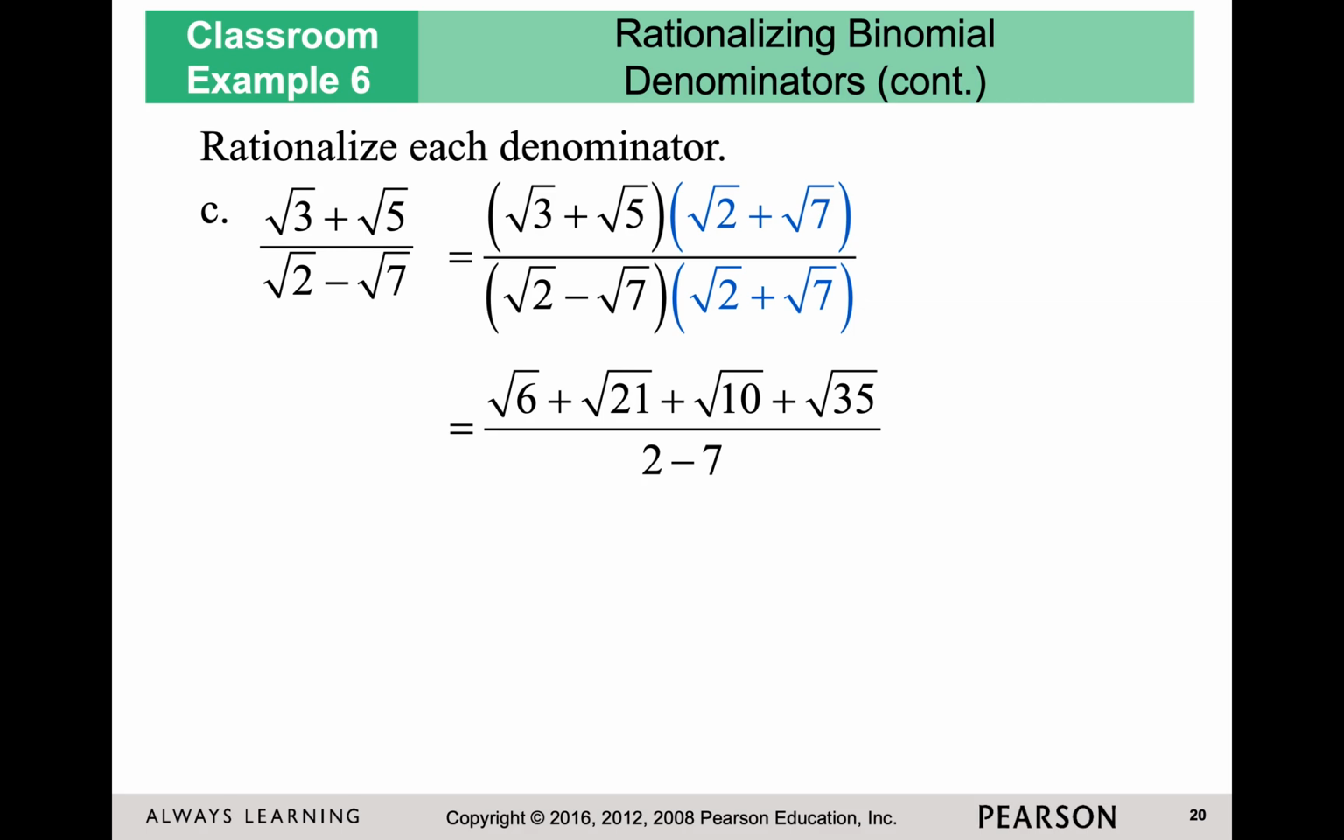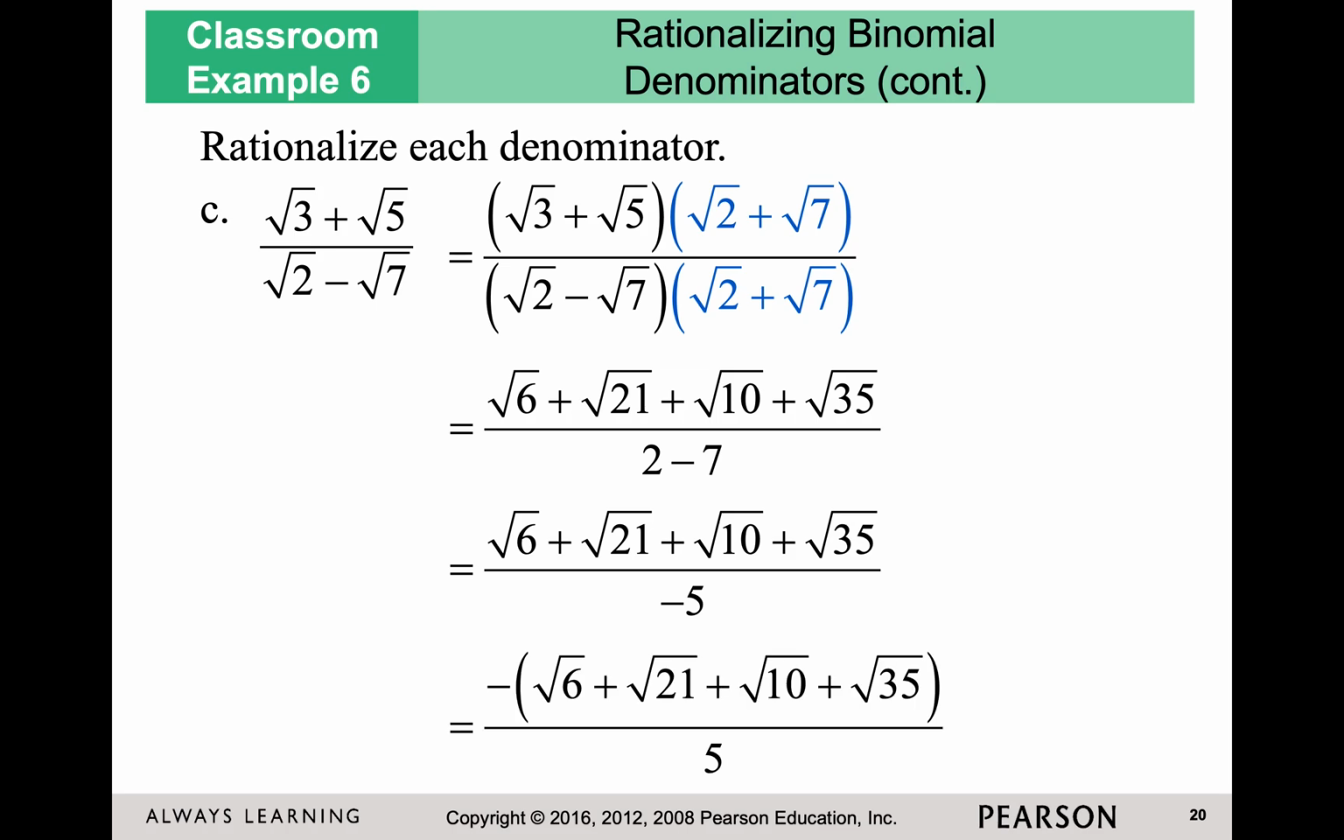Ooh, then I look at all these top numbers and I think, is there anything I can do to simplify 6, 21, 10, and 35? Are they divisible by 4, by 25, by 8? Any perfect square or a number that's a multiple of a perfect square? I don't see anything here. So I'm done. And then again, you could write that negative in the top, or you could write it in the bottom.